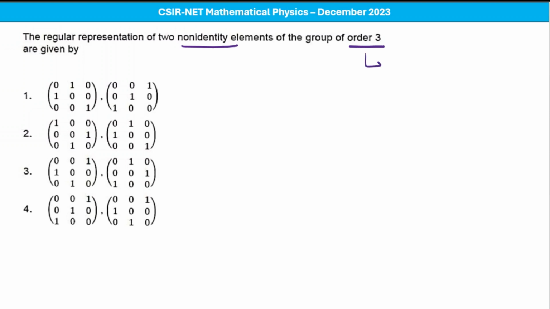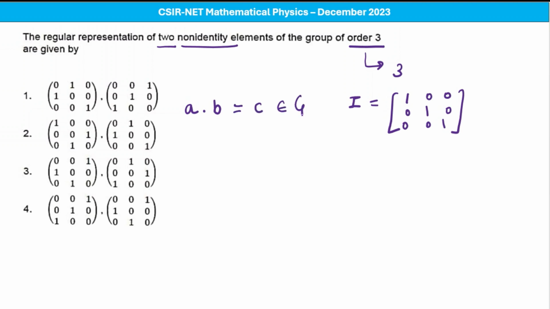In a group of order 3, there are 3 elements. And if 2 elements are non-identity elements, then the third element which is left has to be the identity element. And for 3 cross 3 matrices, the identity element is 1 0 0, 0 1 0, 0 0 1. Now there is a group property that if you multiply two elements of a group, it will give us an element which belongs to the same group. And in our case, there are only 3 elements in the group. So this third element has to be the identity element.